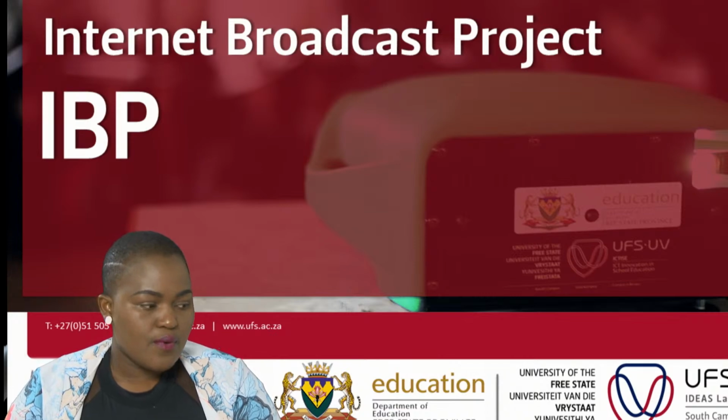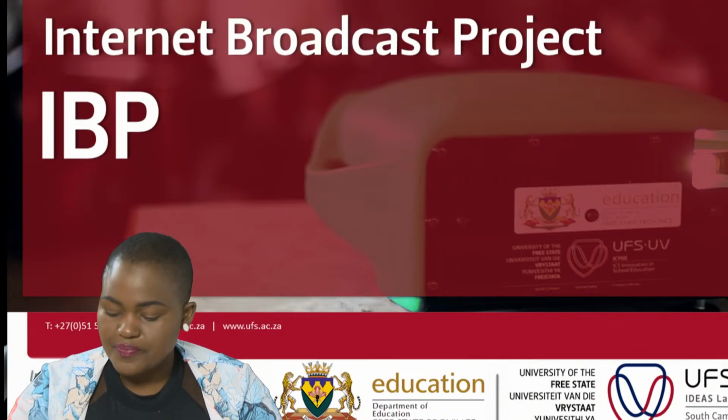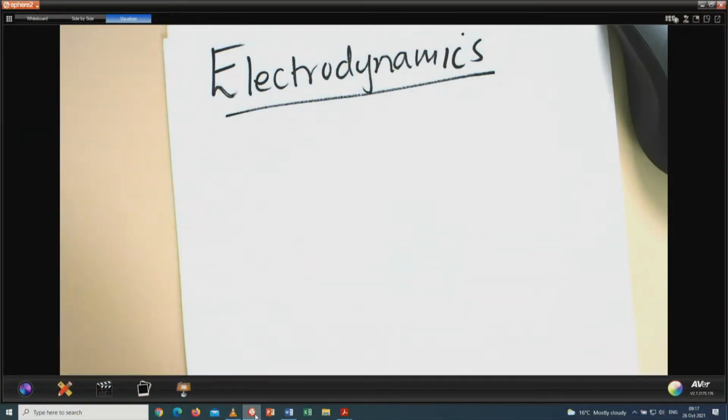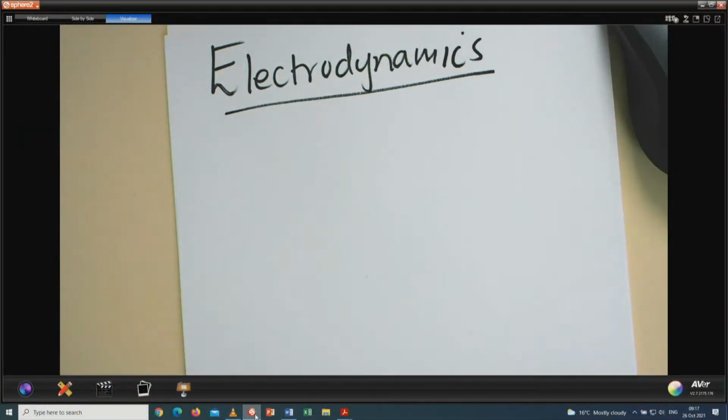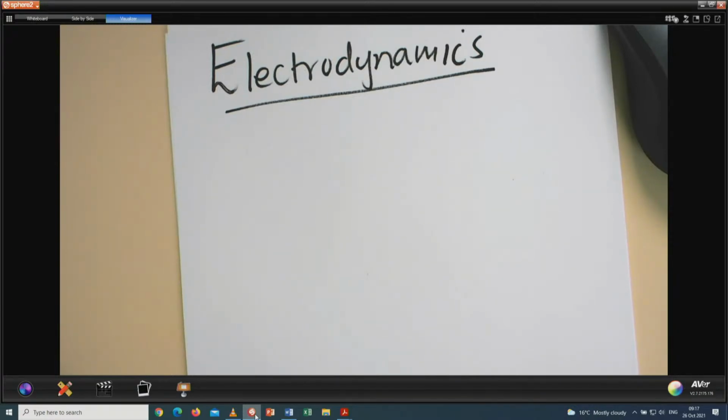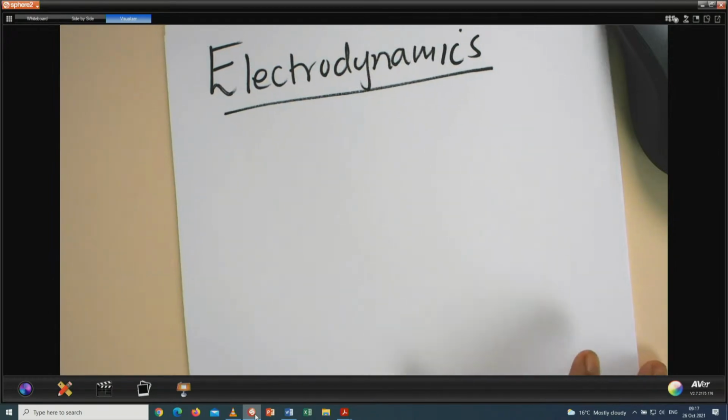Then before we go to the question, I have just a few things that I want us to place our focus on. Firstly, when we deal with this topic of electrodynamics, it's basically dealing with motion of electrons due to a production of an EMF in a conductor.